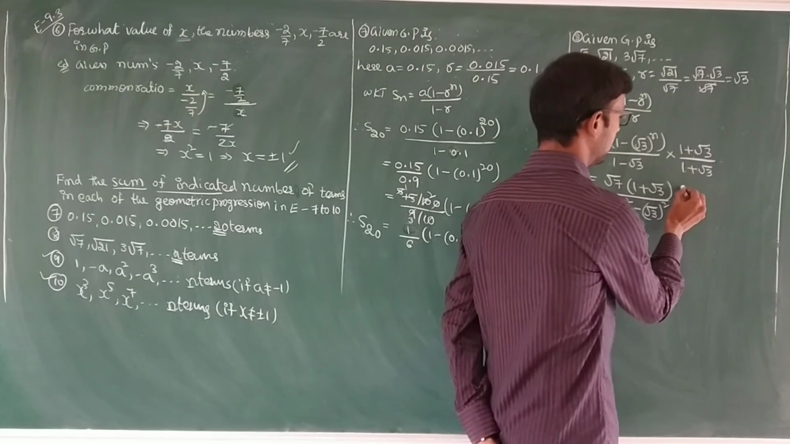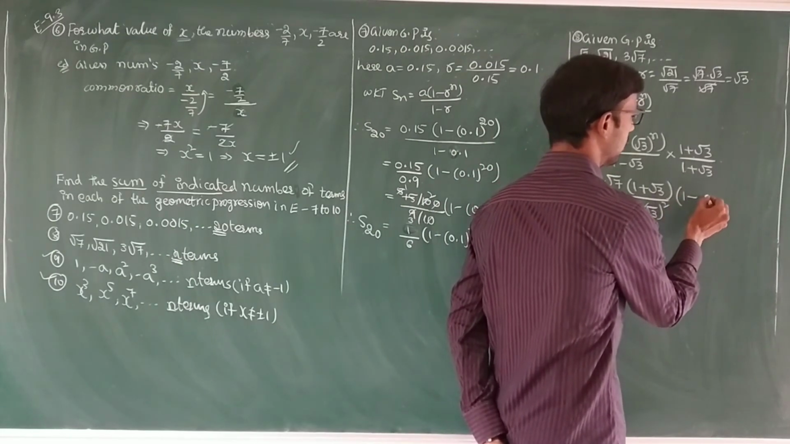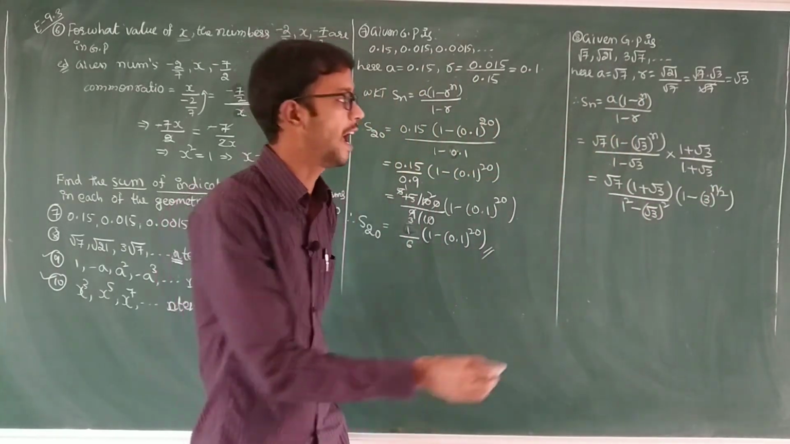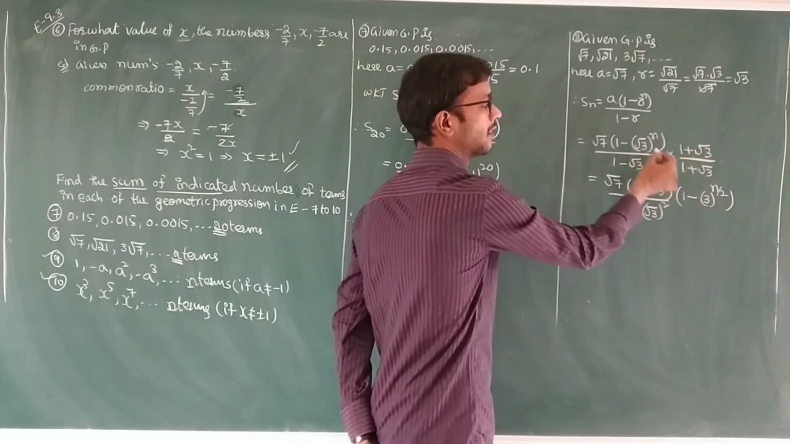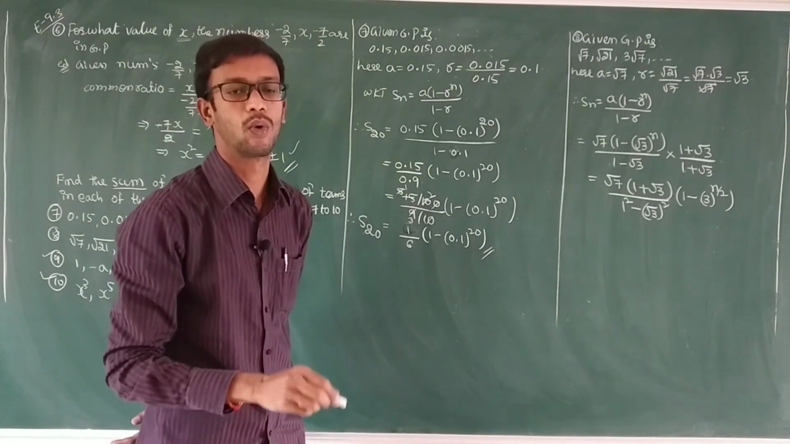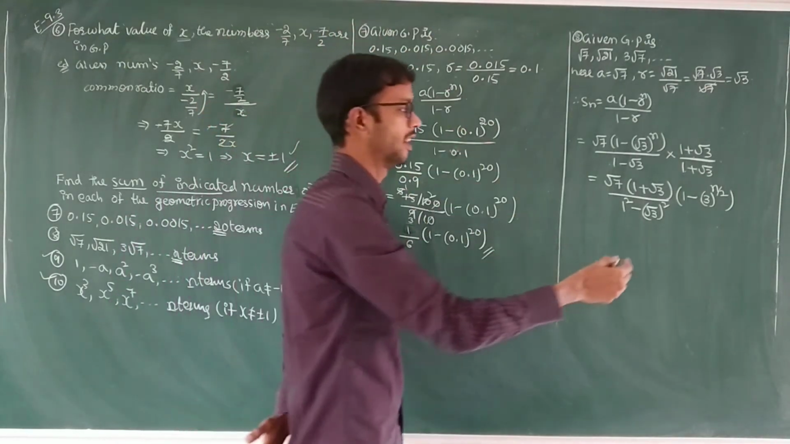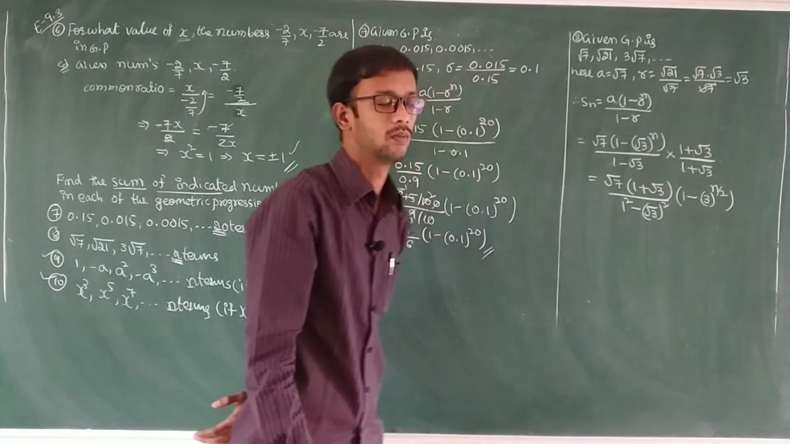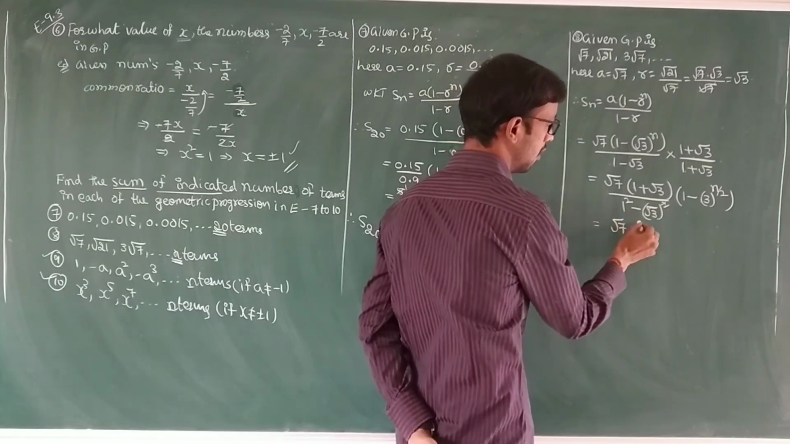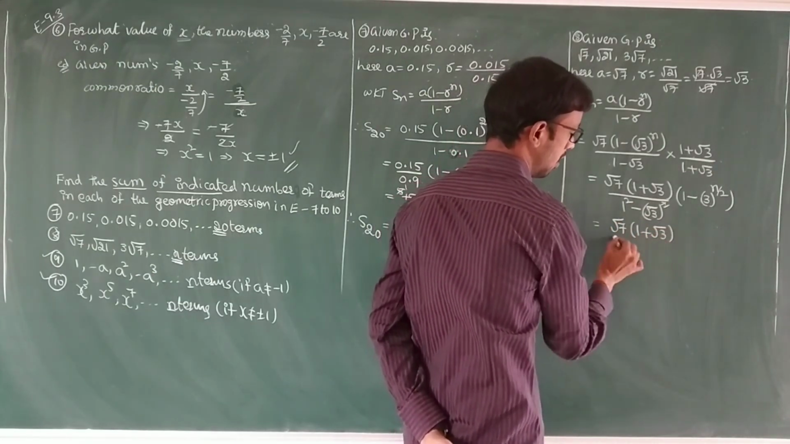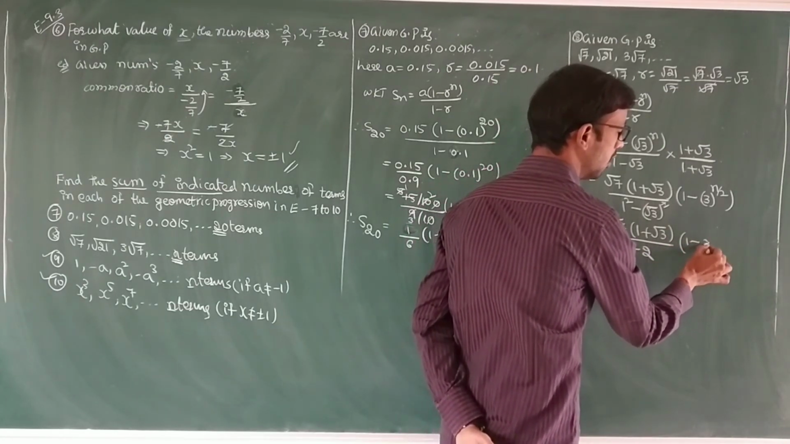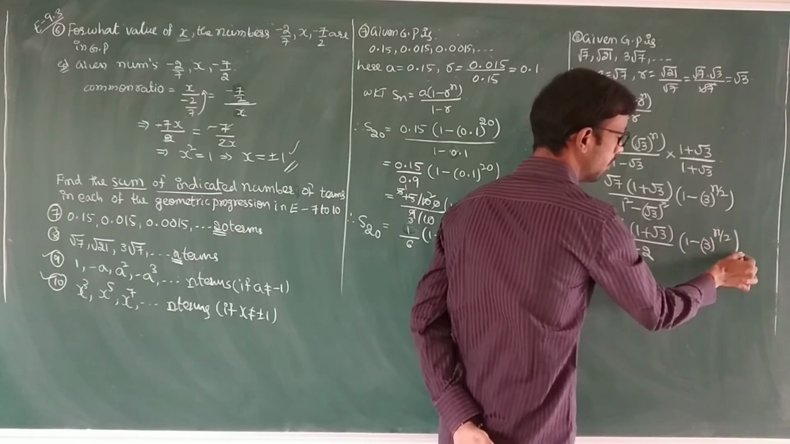Next one, 1 minus 3 power n by 2. Why am I writing this value? The last term is root 3, which I write as 3 power 1 by 2, and all power n becomes n by 2. Next, the square root cancels. So 1 plus root 3 divided by minus 2, into 1 minus 3 power n by 2.